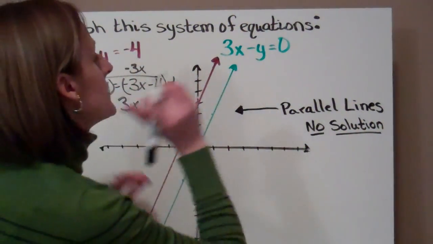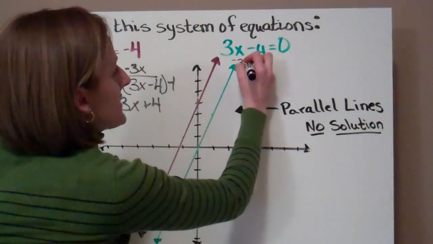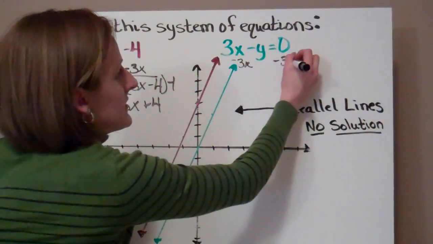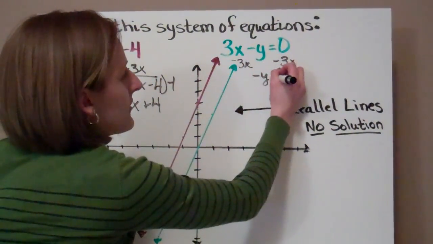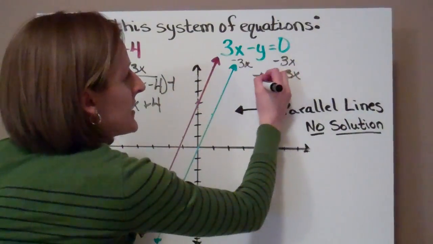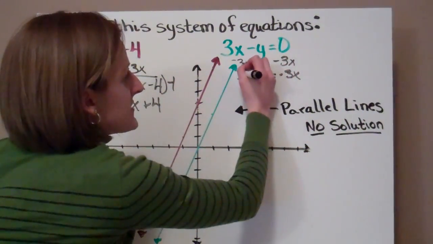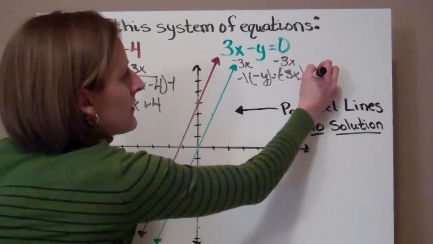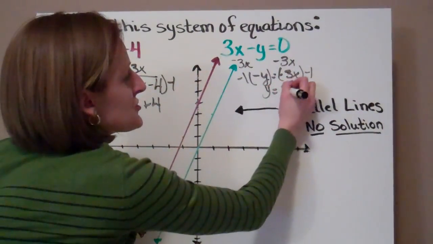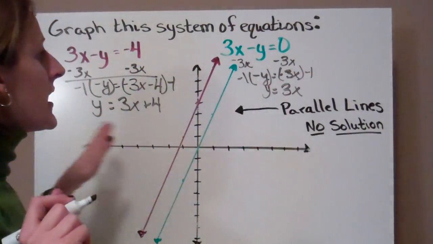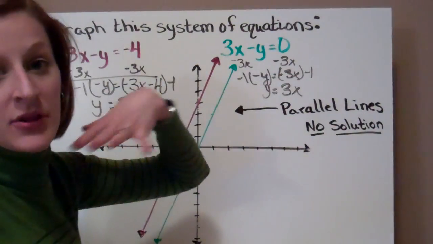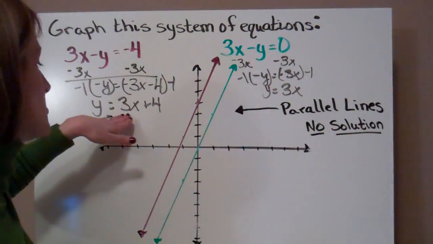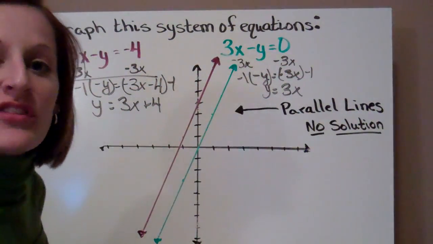So let's do this one. Again, subtract 3x from both sides. I have negative y equals negative 3x. And again, multiply each side by negative 1. And I have y equals 3x. Notice I have nothing plus or minus. Notice the slopes of these two lines are the same.